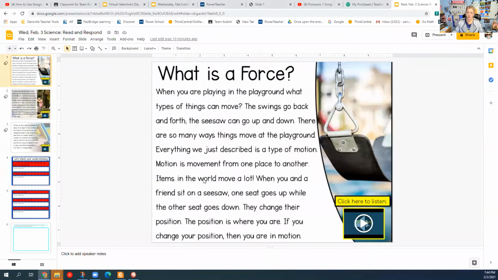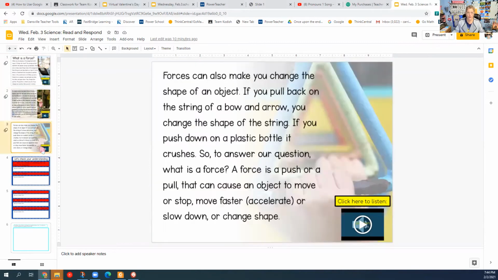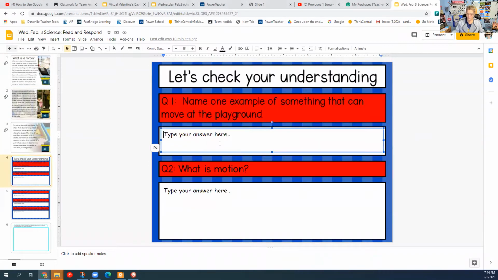Okay, so the next slide, let me share my screen so you can actually see what I'm talking about. You're going to get this, and like I said, a lot of this is repeating what I just said, but you click on here and you can hear them read it, so you just follow along, or you just read it yourself, of course. So there's 3 little pages of that, and then answer a few questions based on what you read. Can you name an example of something that can move on the playground?